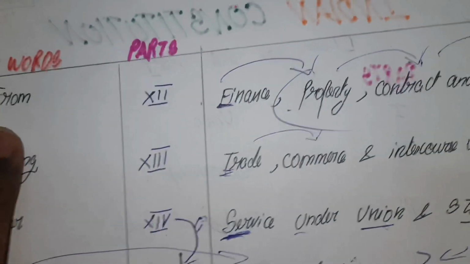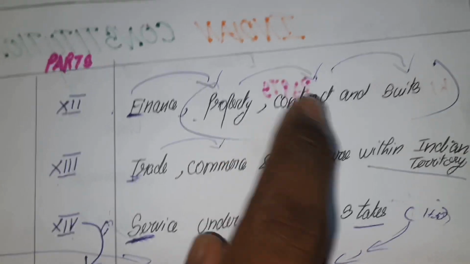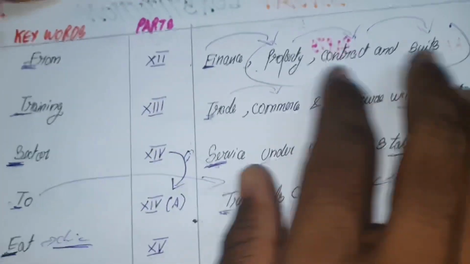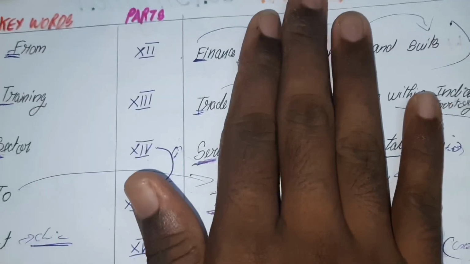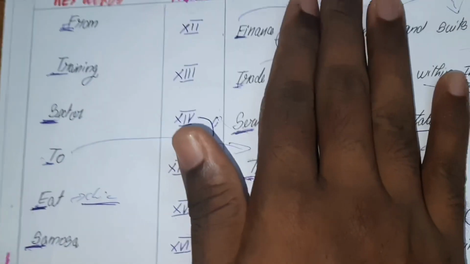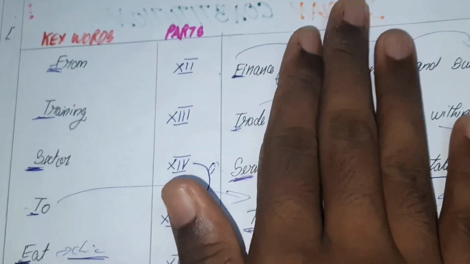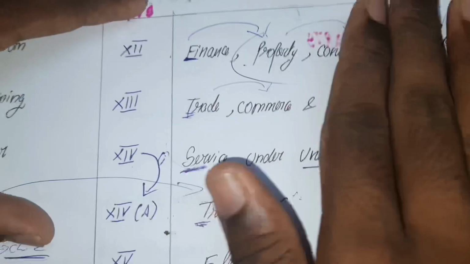And when we go to the 12th part, the first letter denotes finance, property, contracts and suits. And there is another way to easily remember these: finance, property, contract. When we go to a financier to buy a property, if we want any property, we need the help of financial services. So there is a property.